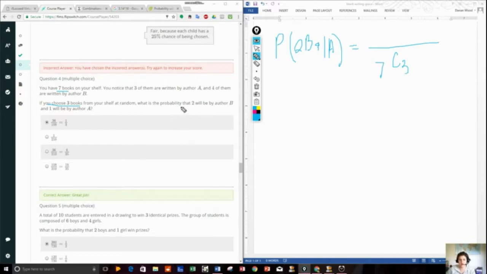And then for the event, I want 2 to be by author B. So I look at author B. He wrote 4 of them. So out of 4 that author B wrote, I want to choose 2. And I want 1 to be by author A, and I look and author A wrote 3. So out of the 3, I'm going to choose 1 of them.